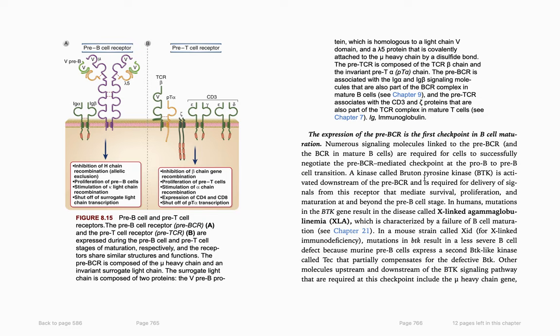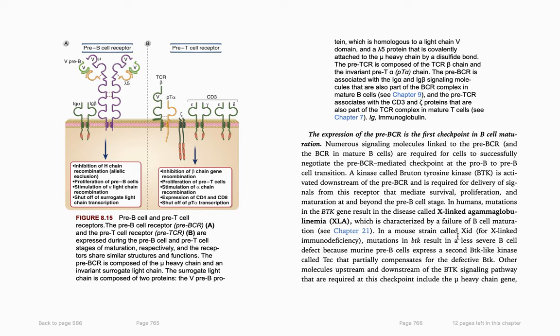So a kinase called Bruton tyrosine kinase, BTK, is activated downstream of the pre-B cell receptor and is required for delivering signal from this receptor that mediates survival, proliferation, and maturation at and beyond the pre-B cell stage. In humans, mutation in the Bruton tyrosine kinase gene results in the disease called X-linked agammaglobulinemia, which is characterized by failure of B cell maturation.